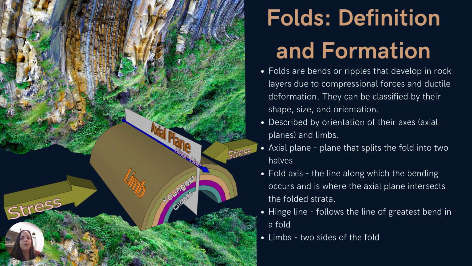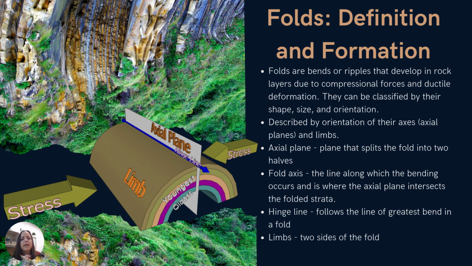All right, let's start with folds. So let's look at the definition and how they form. Folds are bends or ripples that develop in rock layers due to compressional forces. You are only going to see folds if the rocks experience compressional stress. If the rocks experience shear stress, so sliding past, or tensional stress, pulling apart, you are not going to see folds. So this is compressional stress driven only.